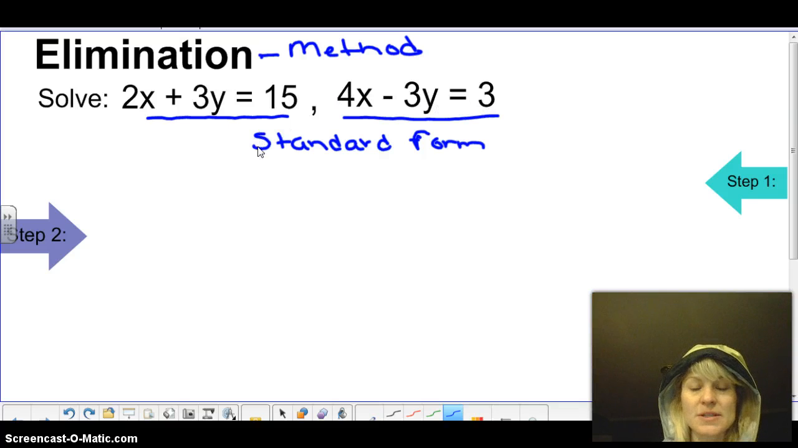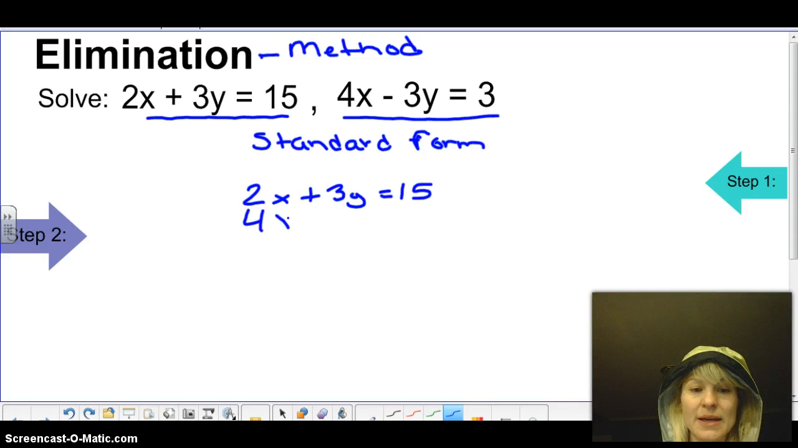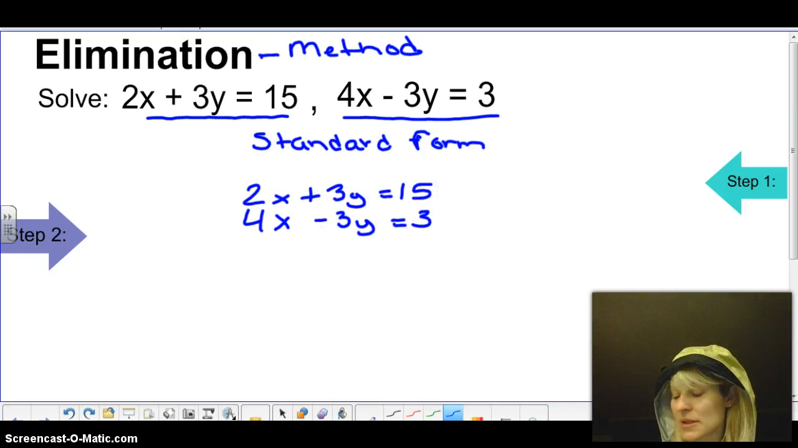Okay, so the first thing we want to do with elimination is we're going to line them up, and it really doesn't matter which one you put on top and which one we put on bottom. So I'm just going to write 2x plus 3y equals 15, and then I'm going to line up my x's and my y's. It's really important that the x's line up, the y's line up, and then your constants line up. Okay? So now just looking at this, if I add these together, this would give me 6y.